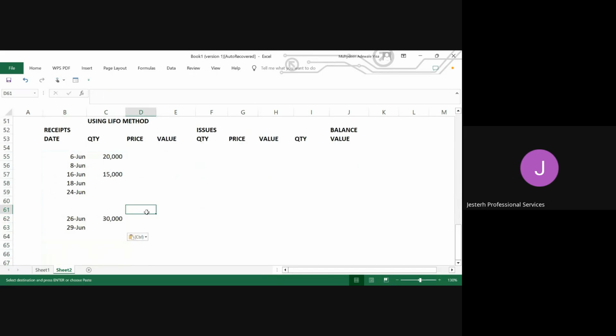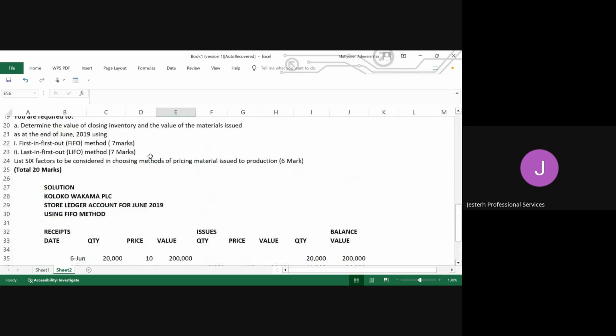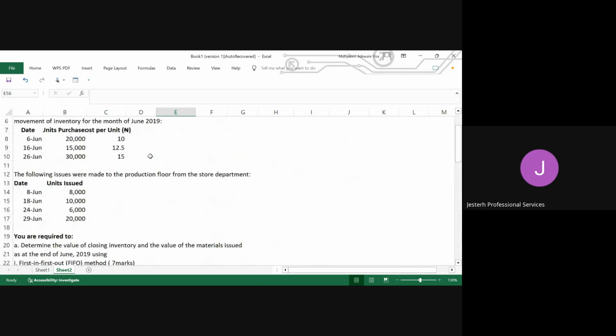Now, on the 6th, we purchase 20 units. Remember, at the rate of 10 naira, which value is supposed to bring everything, but let me do it like this. Which value 200,000. This method is different from the first one. This one is last in, first out. Last in, first out. Now, then I'll come to the question.